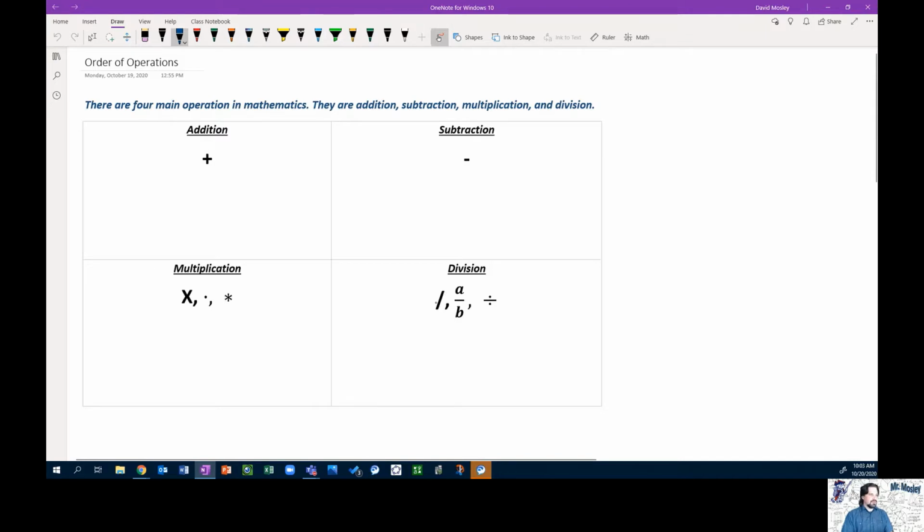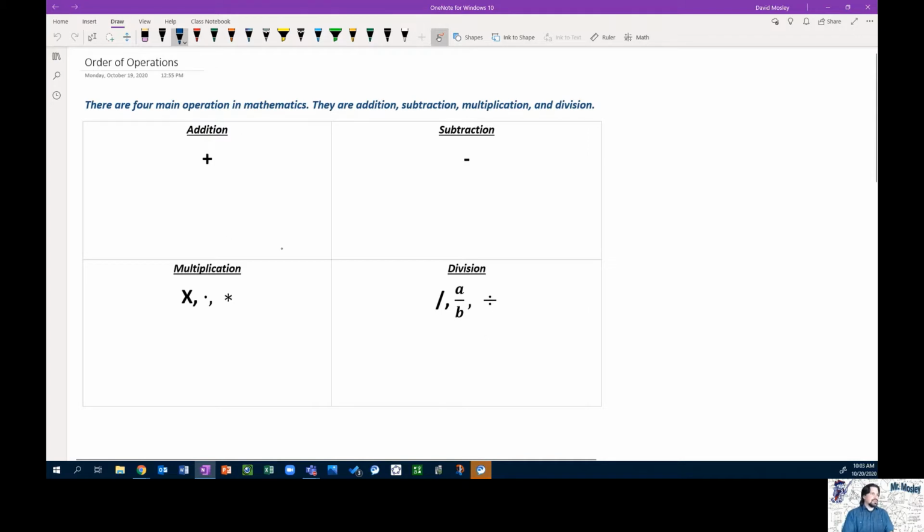Division, we have our division bar. We have A over B, so when we put a number over another number, that implies division. We also use that to show fractions. And then we have our division sign right here, the line with two dots on either side.